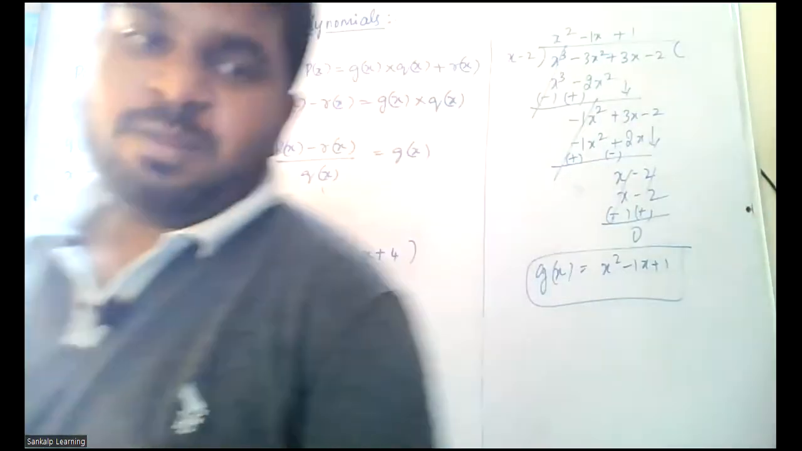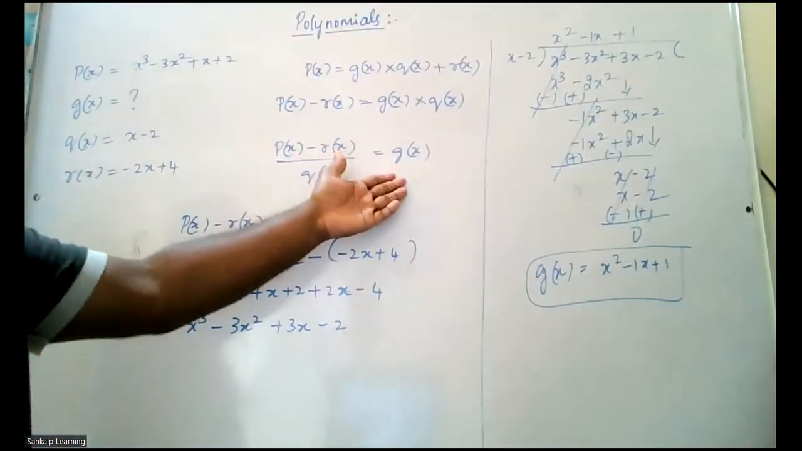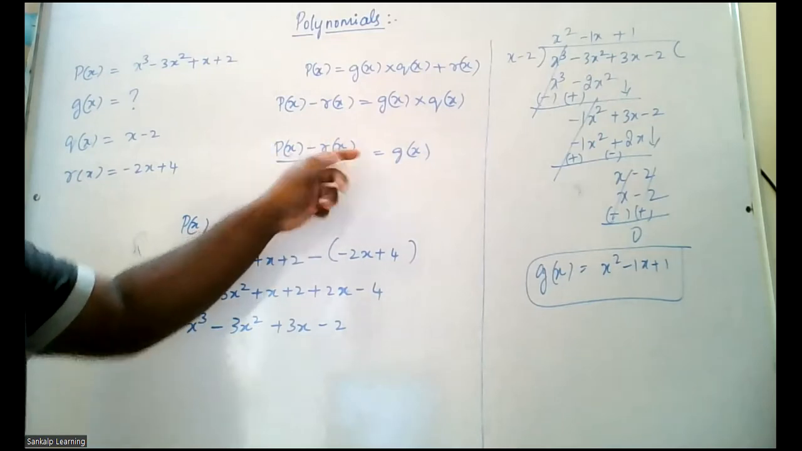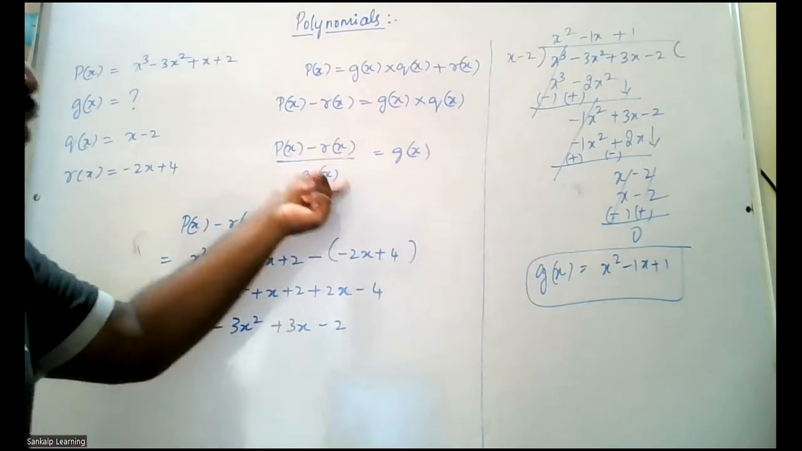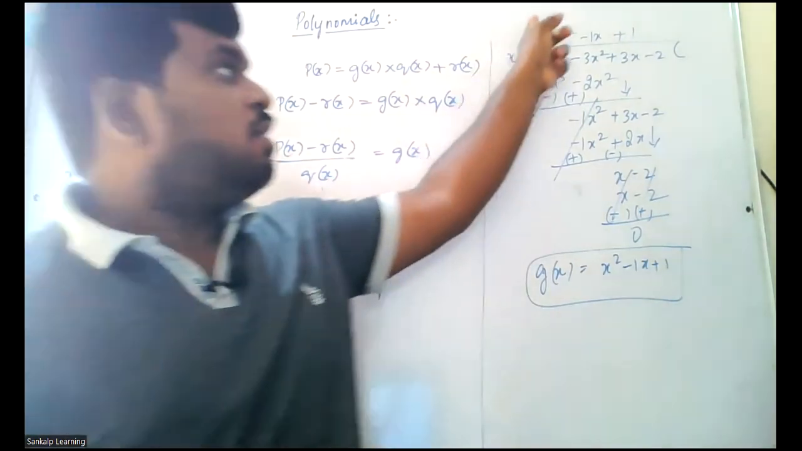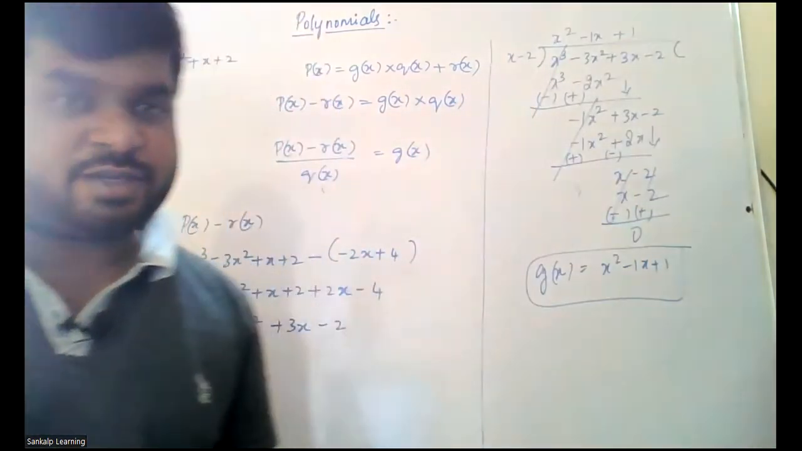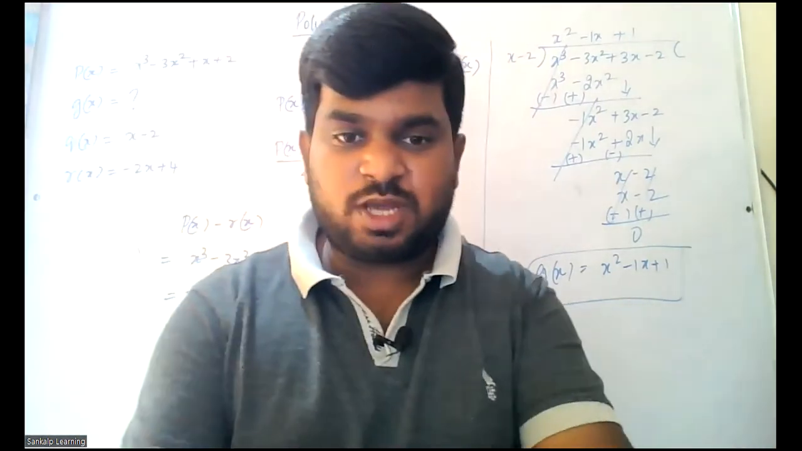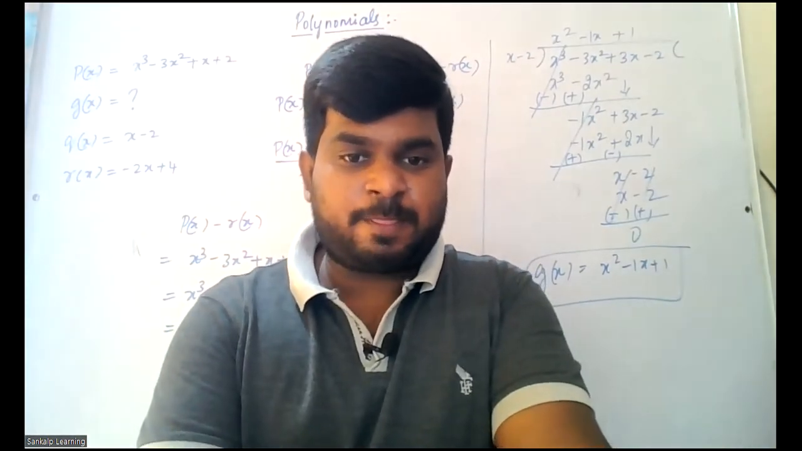So it's very easy. We found a formula for g of x, which is p of x minus r of x by q of x. Subtract p of x and r of x, whatever the answer that you get, you divide it by q of x. That answer gives you the g of x. Okay, I hope it is understood. So let's do the next problem.